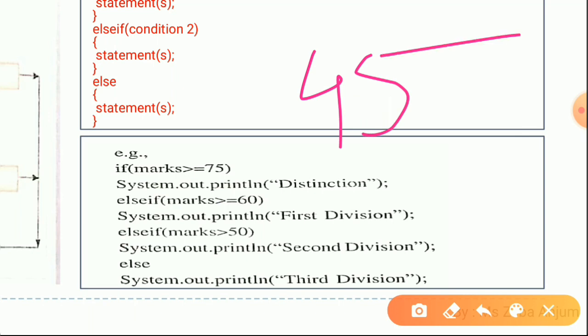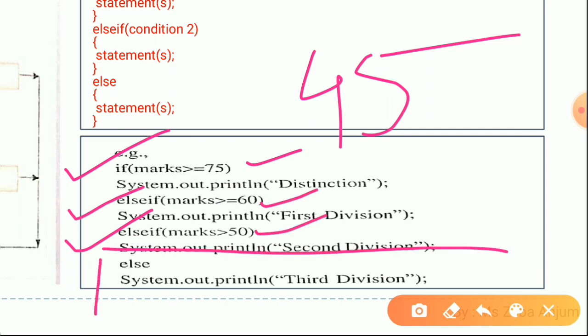Now again, let us assume that the value of marks is 45. Firstly this if block will get checked. If marks greater than or equal to 75, the condition is false, then the next else if condition will be checked, again it is false, again it is going to check this one, it is also false. So we have three conditions and all the conditions are false, so by default your else portion is going to be executed and you will get third division as your output.